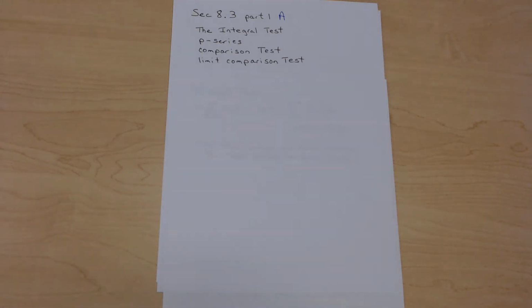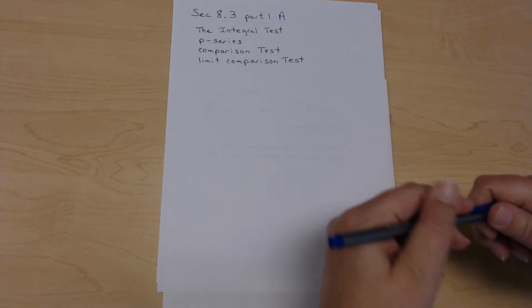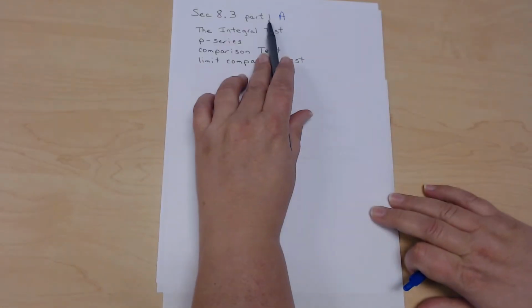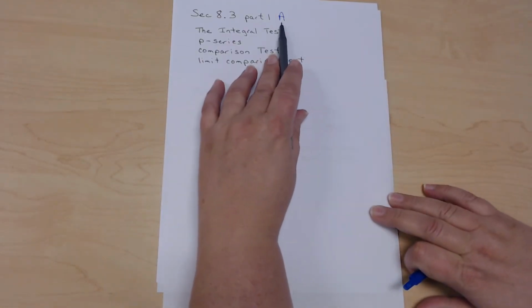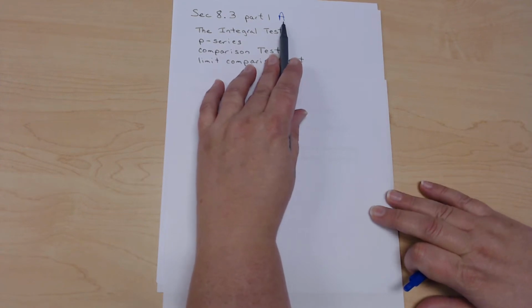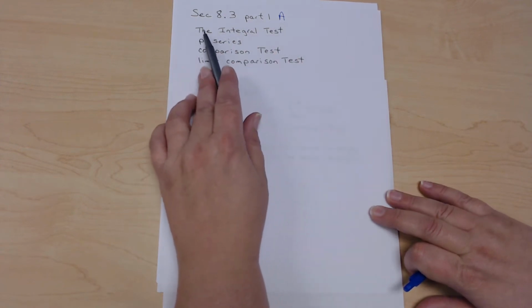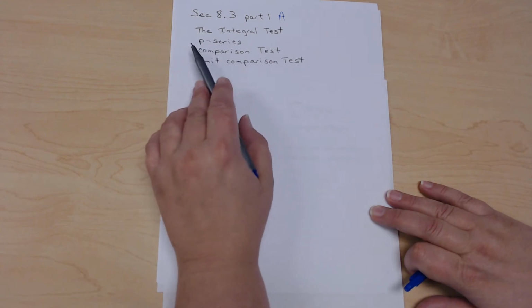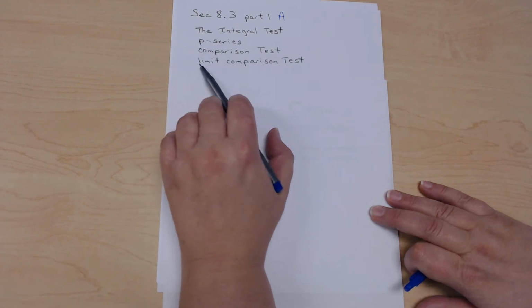All right, class, today we're doing section 8.3, part 1, and there'll probably be 2 parts to this because this one's kind of a long one, so this will be part A on YouTube. We got to get through 4 tests: integral test, P-series, comparison test, and limit comparison test. More tests, that's what we're headed to. So let's just take a look.